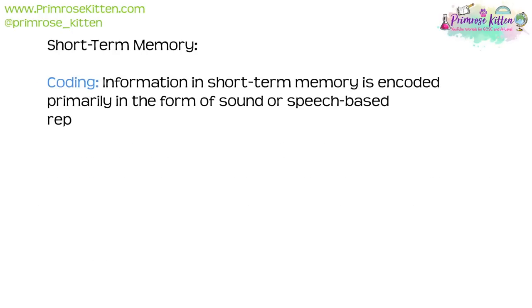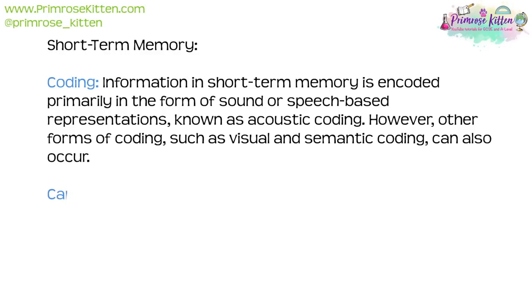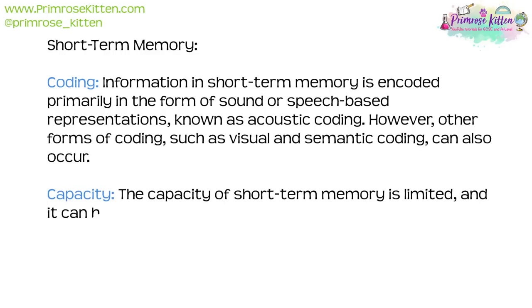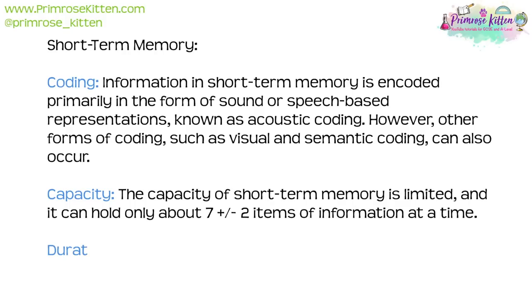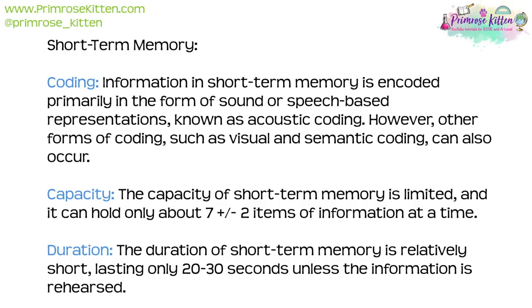Short-term memory. Coding. Information in short-term memory is encoded primarily in the form of sound or speech-based representations, known as acoustic coding. However, other forms of coding such as visual and semantic coding can also occur. Capacity. The capacity of the short-term memory is limited, and it can only hold about 7 plus or minus 2 items of information at a time. Duration. The duration of short-term memory is relatively short, lasting only 20 to 30 seconds, unless information is being rehearsed.